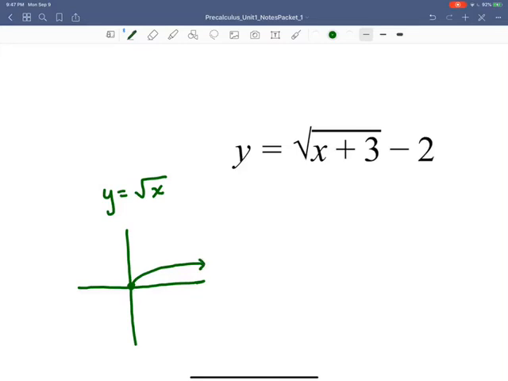So the function that we have is a square root function whose graph has been shifted 3 to the left and 2 down.